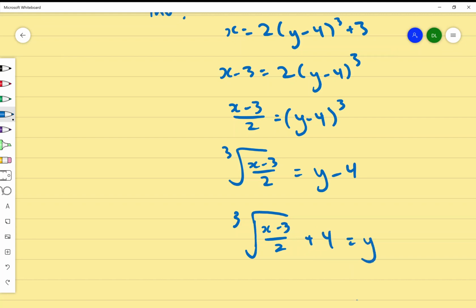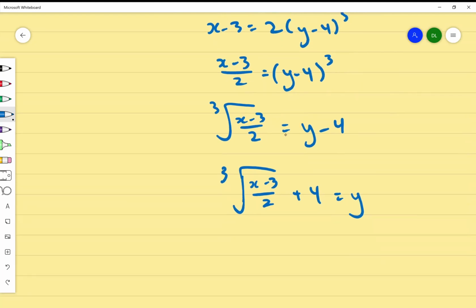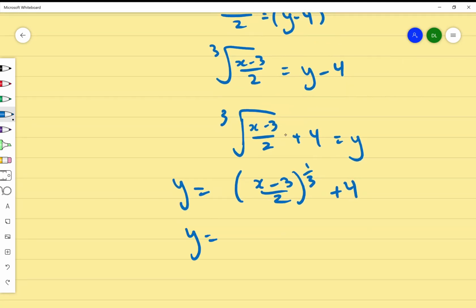Now, cube rooting. Hopefully you have done index laws before in the past, haven't you? If you recall, cube rooting is the same as to the power of a third. So I can rewrite that as y equals x minus 3 over 2 to the power of a third plus 4. I'm going to quickly simplify that, so I get half x minus 3 over 2 cubed plus 4. Would you agree it's the same thing? So the idea I want you to keep in mind is that for an inverse, we're switching the y and the x.